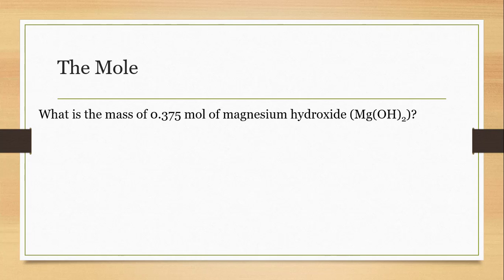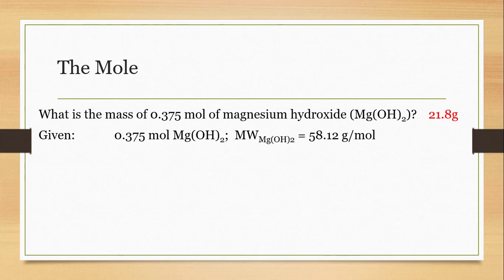Problem number 2. What is the mass of 0.375 moles of magnesium hydroxide? Stop, figure it out, come back, check your answer, and we'll walk through it. And the correct answer is 21.8 grams. Here we're given the number of moles, and we can figure out the molecular weight, so that's really a given. We're looking for the number of grams. The equation is the same, moles times molecular weight equals grams.